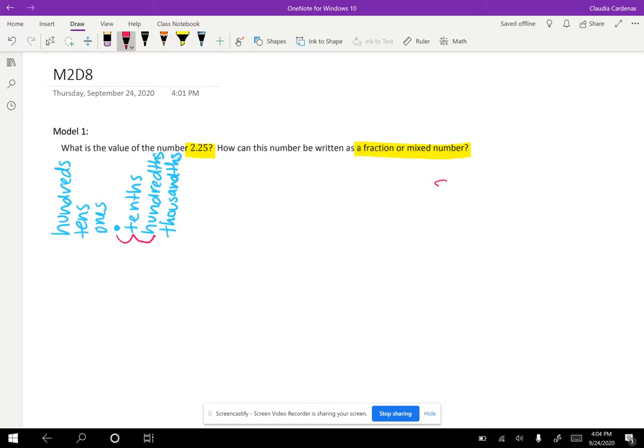We could also think of this as money, right? So if we read it as $2.25, we know that's 25 out of 100 pennies that make up a dollar. So how could we rewrite this number as a fraction then? Well, it actually is easier than we might think. If this is read as 25 hundredths, then I know that we can write the fraction as 25 over 100. Okay, so our mixed number would be 2 and 25 over 100.